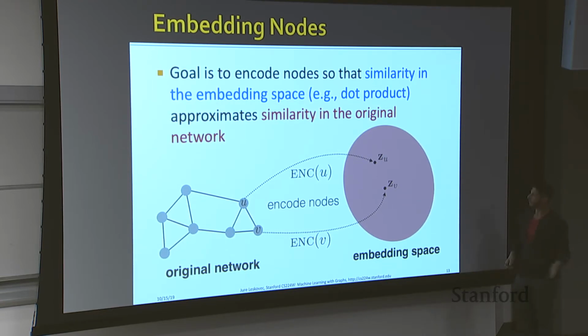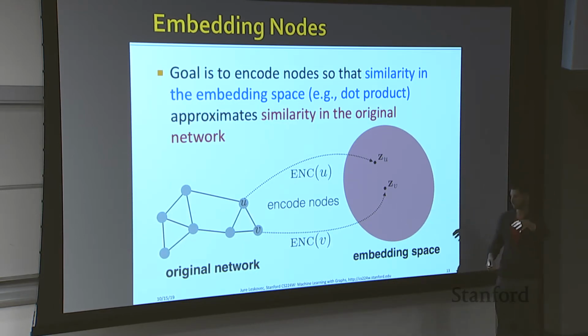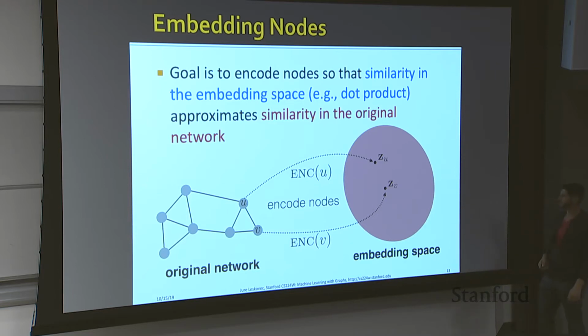So the two definitions have to go side by side. You need to first decide what kind of similarity you want to capture in your original network, and then you can produce your encoding function. And the techniques that we're going to be seeing today will not only try to capture the adjacency, but we're also going to be seeing the structural roles. So you will get a full overview.